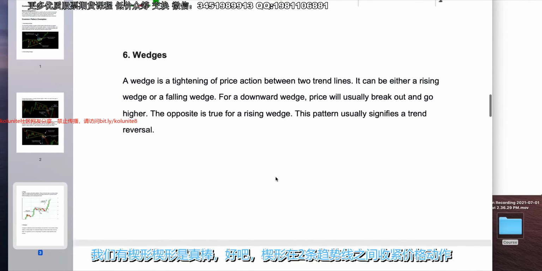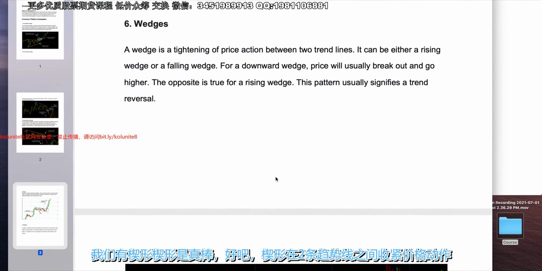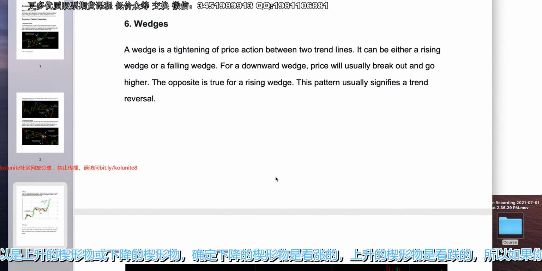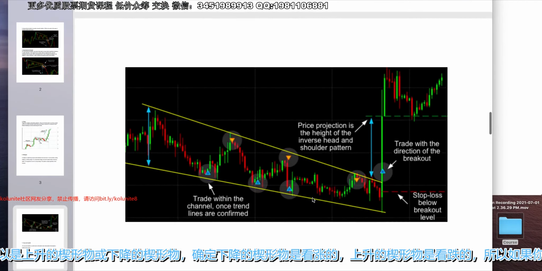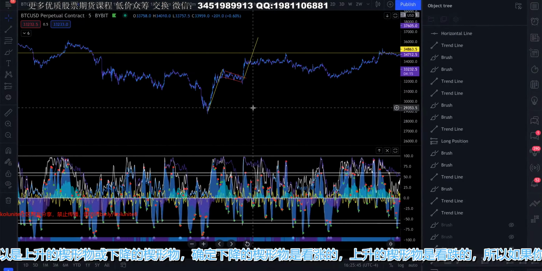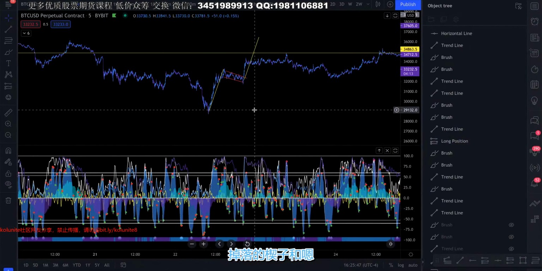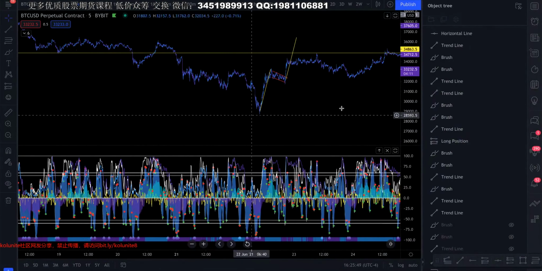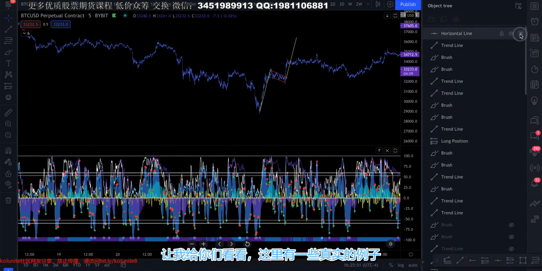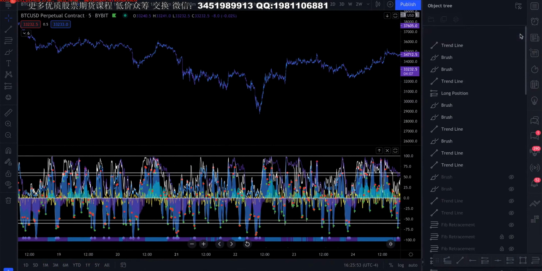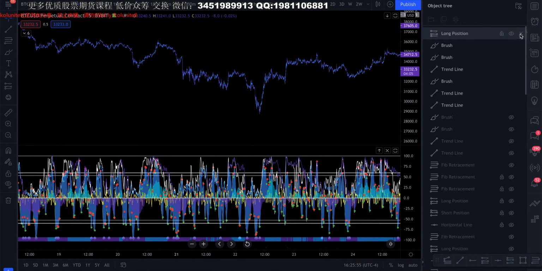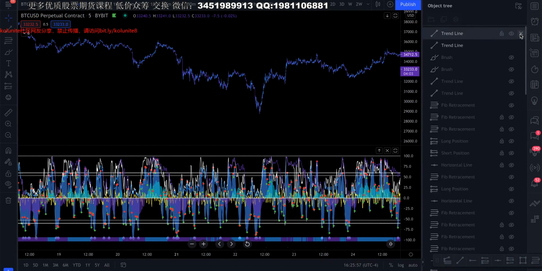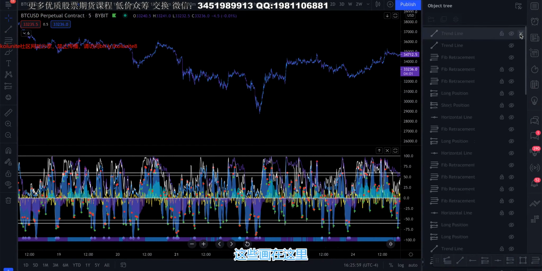We have wedges. Wedges are awesome. Okay, a wedge is a tightening of the price action between two trend lines. It can either be a rising wedge or a falling wedge. Okay, falling wedges are bullish. Rising wedges are bearish. So if you see a falling wedge, and let me just show you guys some real examples of these things here. Let me remove all these drawings here.